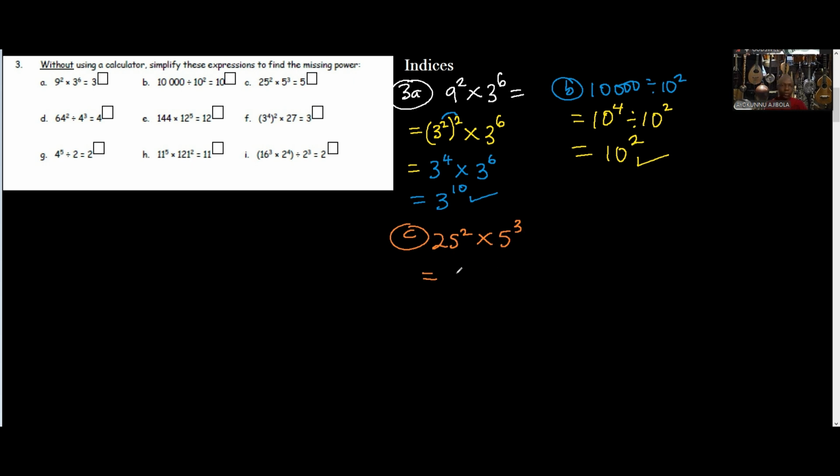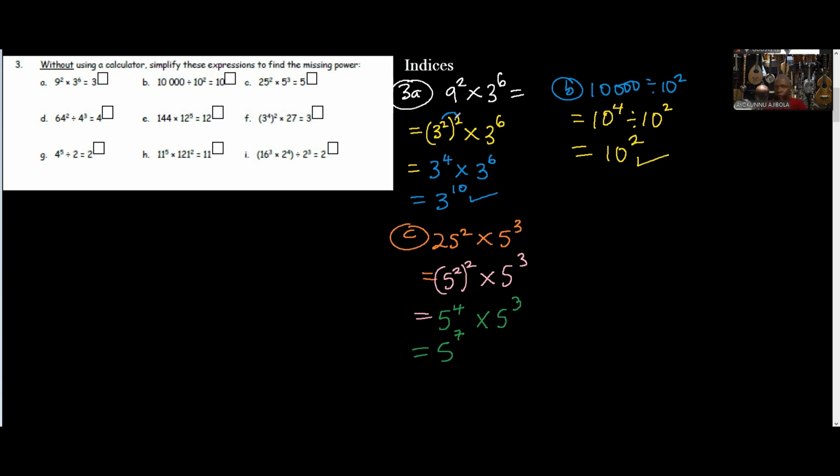So we have to change the 25 to become 5 squared. Then there is another 2 at the top. Then this is 5 raised to power 3. Then you multiply those powers that are on top of the 5. 2 times 2 gives us 4. So we have 5 raised to power 4 times 5 raised to power 3. Then, since it's multiplication, you pick the 5 and add the powers. 4 plus 3 gives us 7. So the missing power is 7.